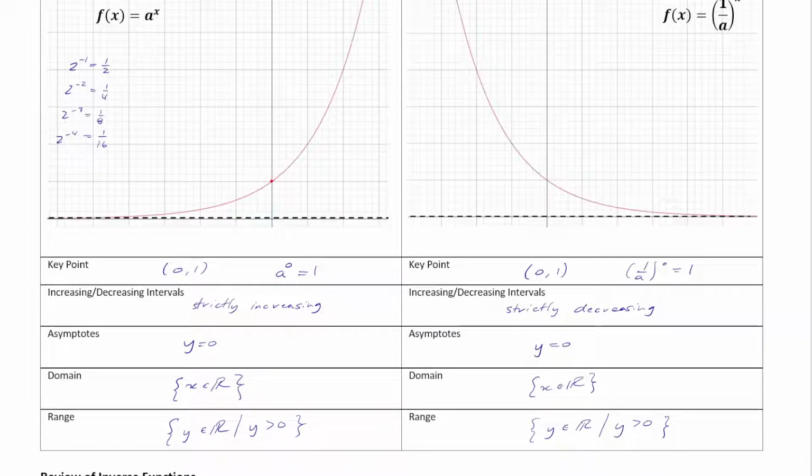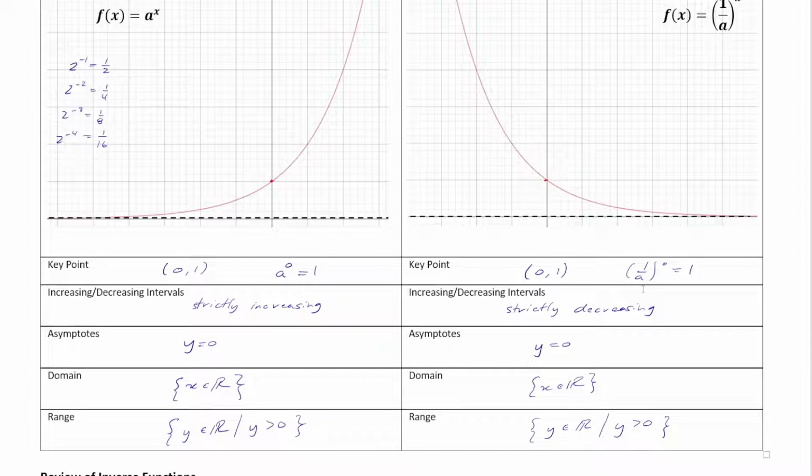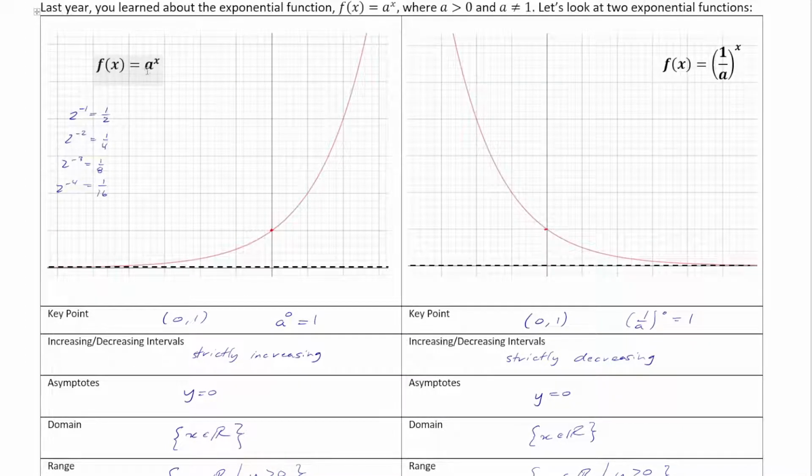Okay, so hopefully you're able to see that, again, we have the same key point, the y-intercept right here, and that is because, again, if you had 1 over a to the power of 0, so if we set x equal to 0, 1 over a to the power of 0 is equal to 1 because of the zero power law. Anything raised to the power of 0 is equal to 1. This graph will be strictly decreasing. It has the same asymptote and the same domain and range as the graph with just a to the power of x.